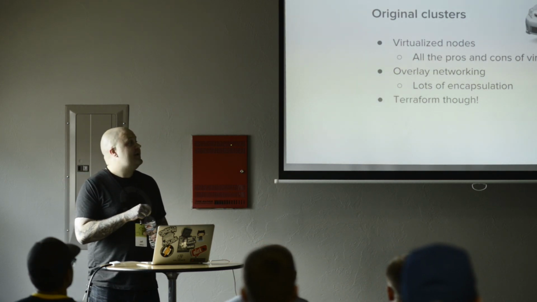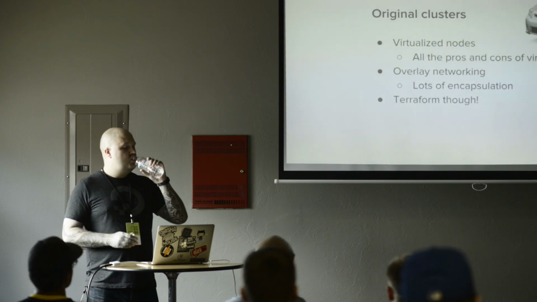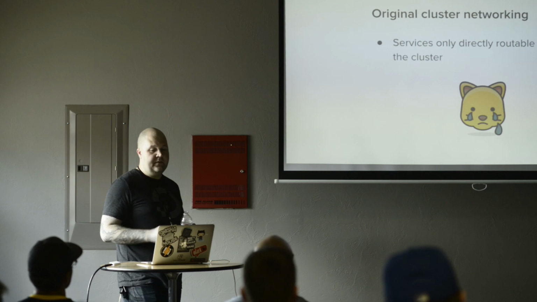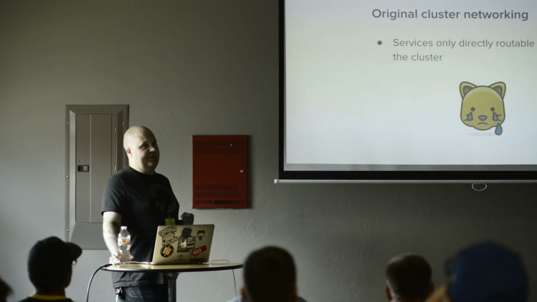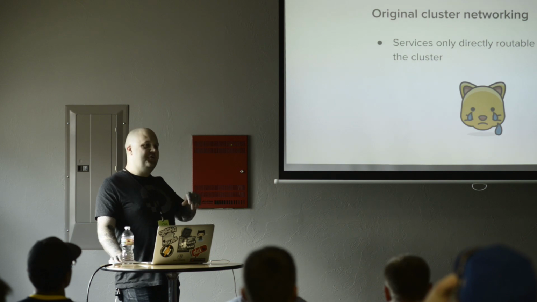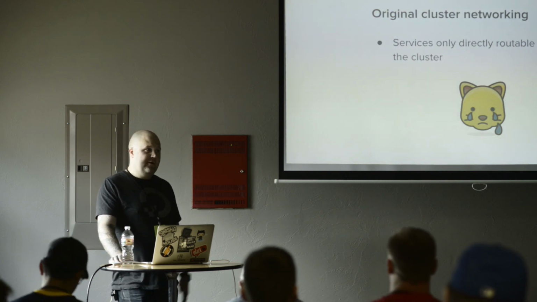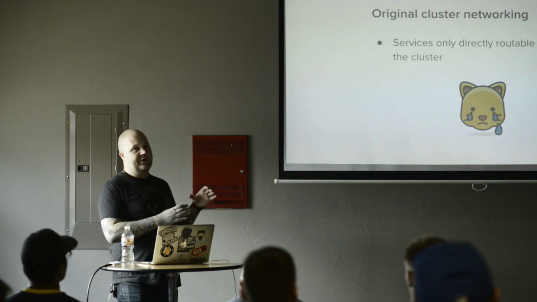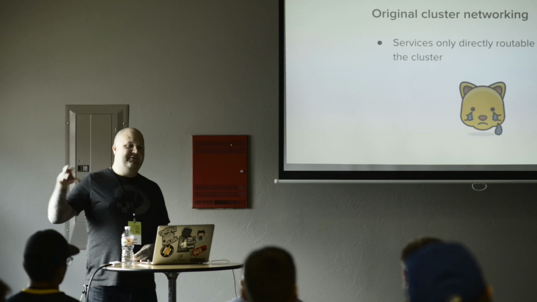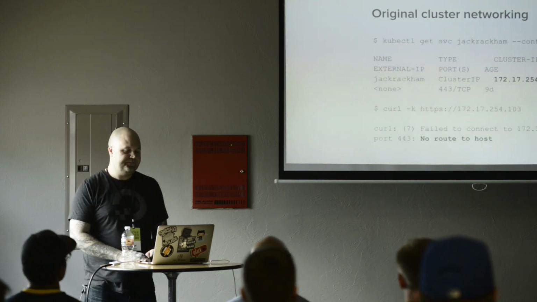The downside is that the networking model is much more restrictive. Specifically, services are only directly routable from inside the cluster. This is because Kubernetes, in this original setup, uses an overlay network, which is basically a virtual network that's internal to the cluster. So things outside of it don't really know about it, and you can't reach those things.